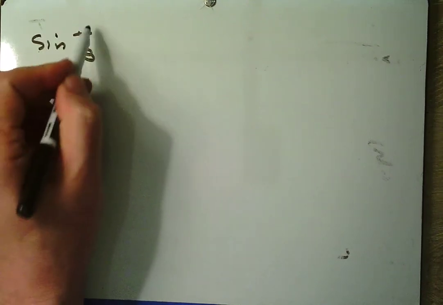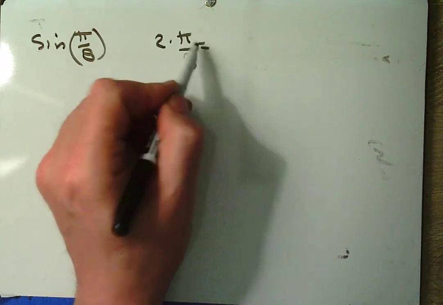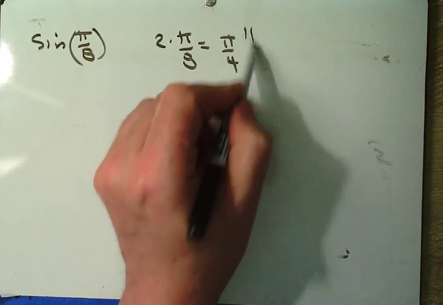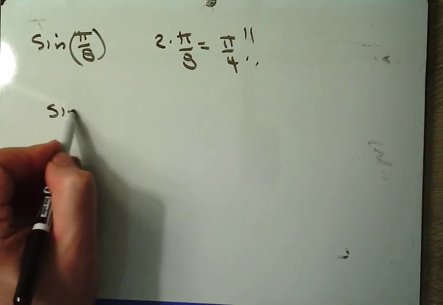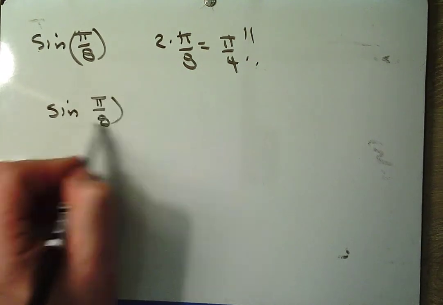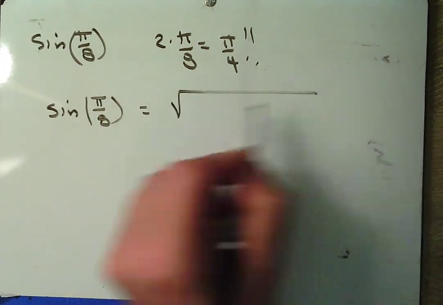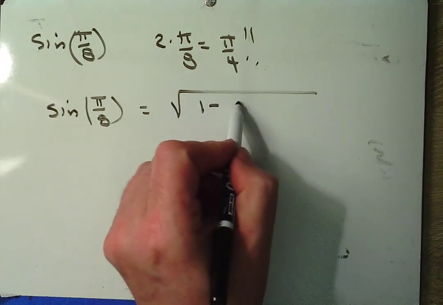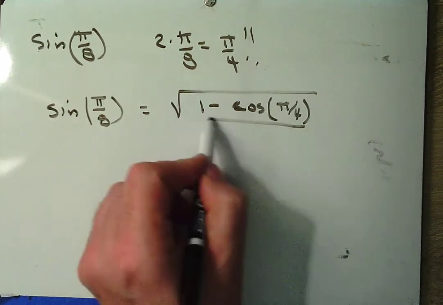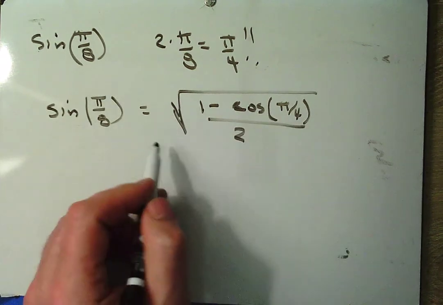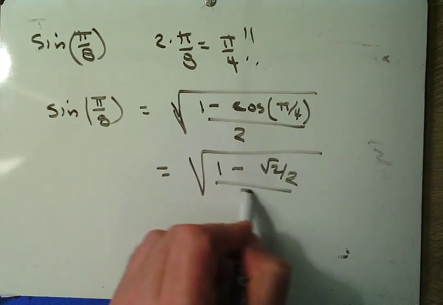Okay. What about a sine or cosine half angle in radians? Sine of pi over 8. I don't know pi over 8, but I know that 2 times pi over 8 is pi over 4. Aha, pi over 4 is what I plug into the formula. So if I'm looking for sine of pi over 8, and sine would be positive for a first quadrant angle like this, I'm going to use the square root of 1 minus cosine pi over 4 over 2. Well, cosine of pi over 4 is root 2 over 2.